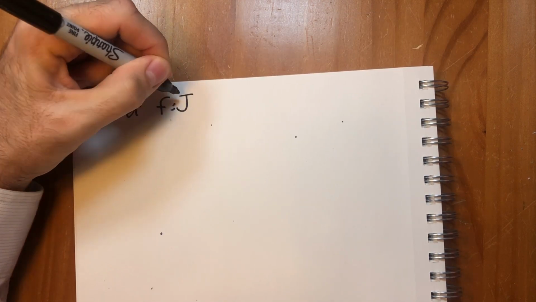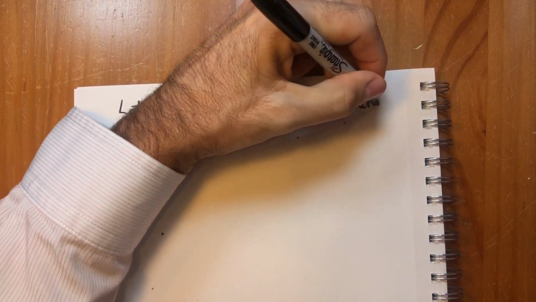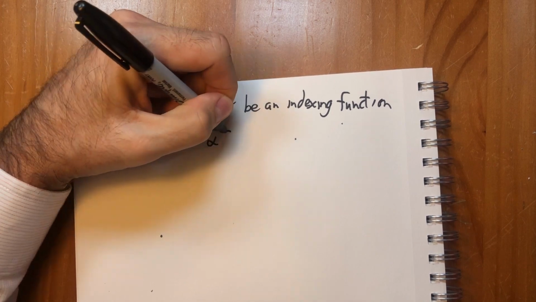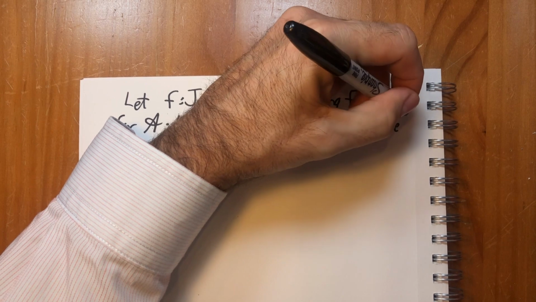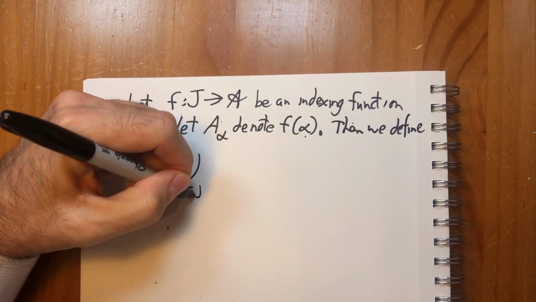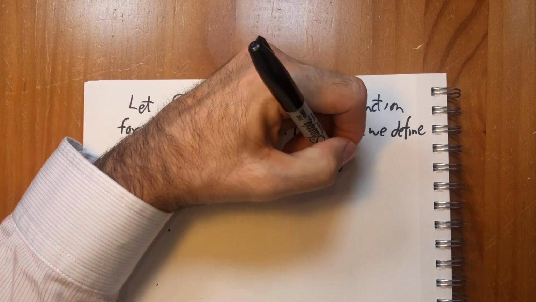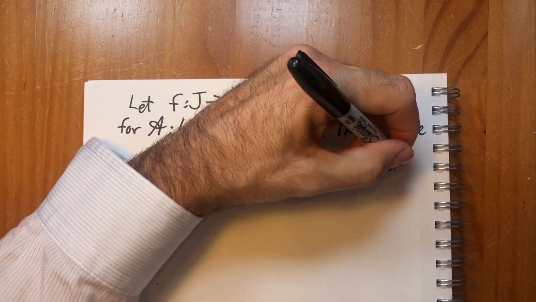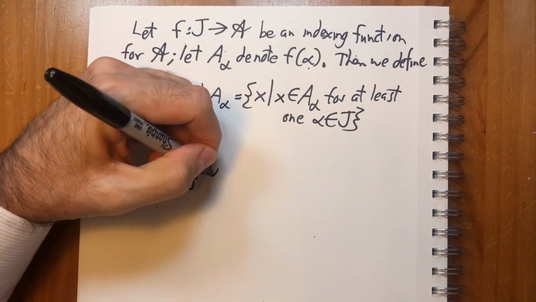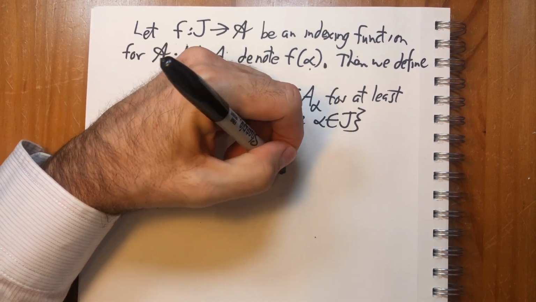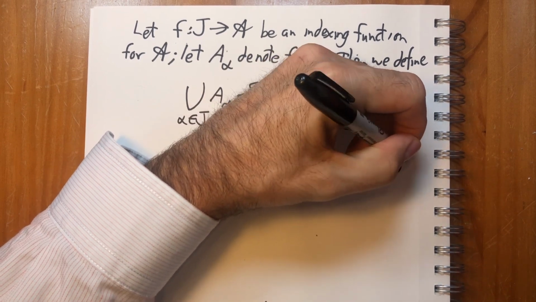Okay, so let the function f from J to the collection capital A be an indexing function for capital A. And then let A sub alpha denote f at alpha. Then we define the union of the A sub alphas with alpha an element of J as the set of all x such that x is an element of A sub alpha for at least one alpha in J. And the intersection of all of the A sub alphas is the set of all x such that x is an element of A sub alpha for all the alpha in J.